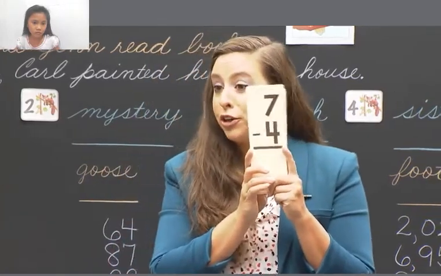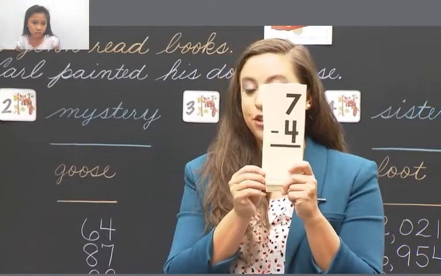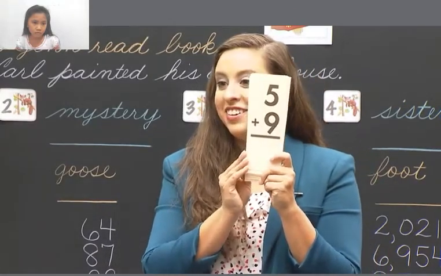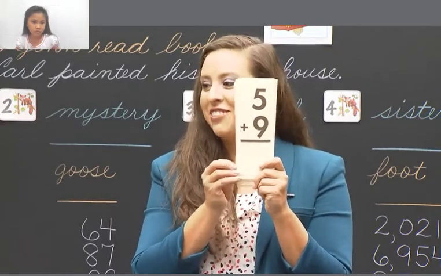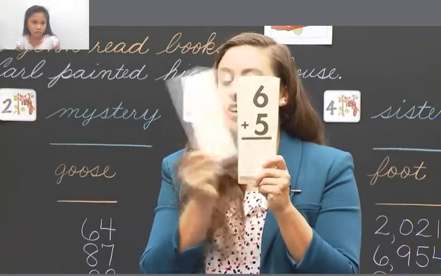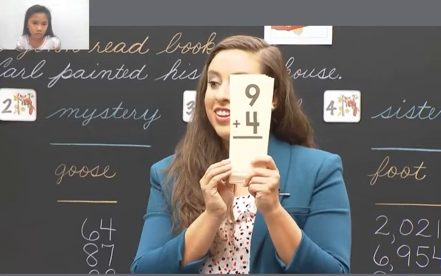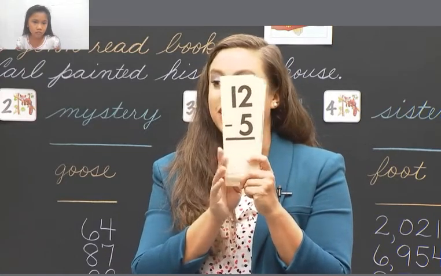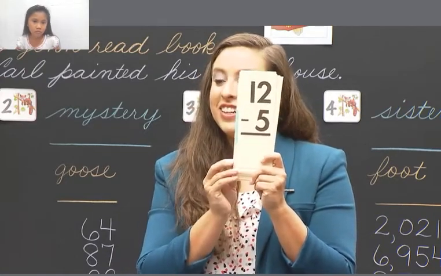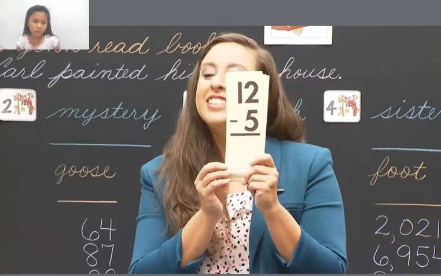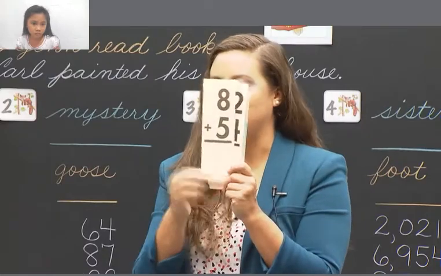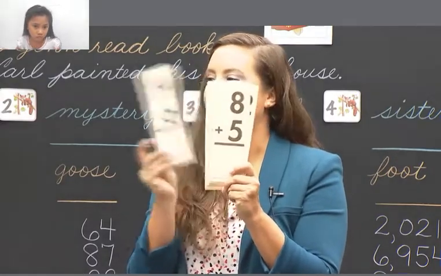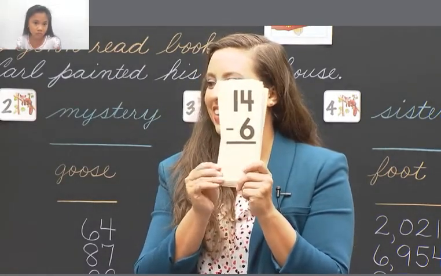Now, when I call your name, you be ready to give me the answer. Tyra. Aiden. 14 is right. Good. Adriana. 11. Good. Gage. 13. Yes. Carson. 8. Close. 7. Emily. 8. You've got it. Jimmy. 13. Yes. Madison. 8. Jacob.